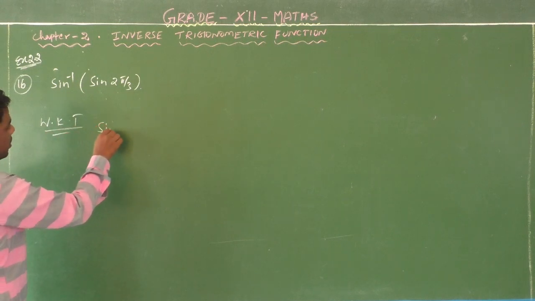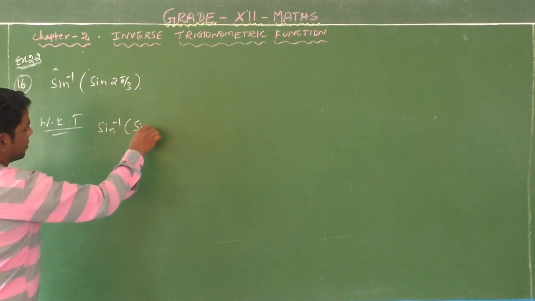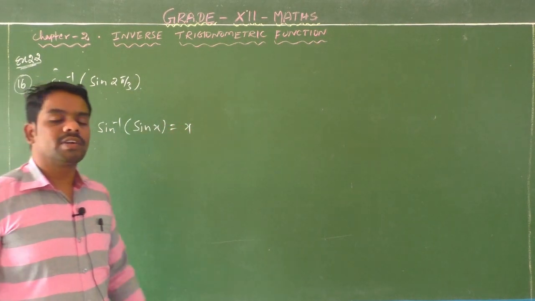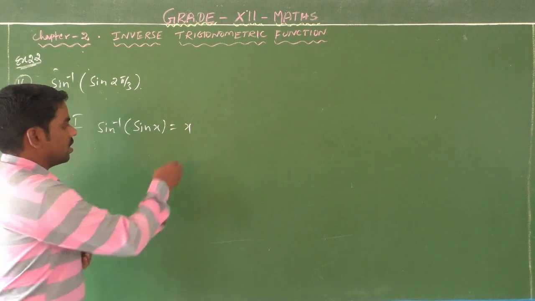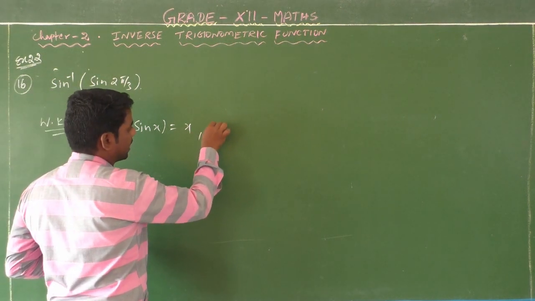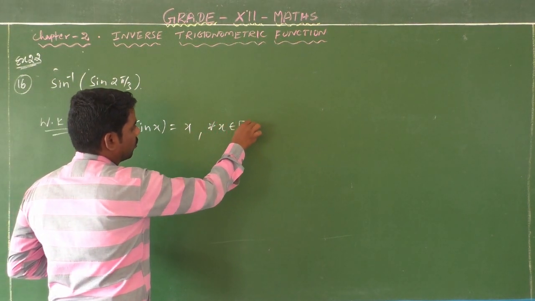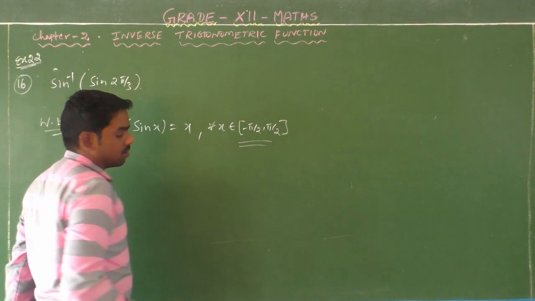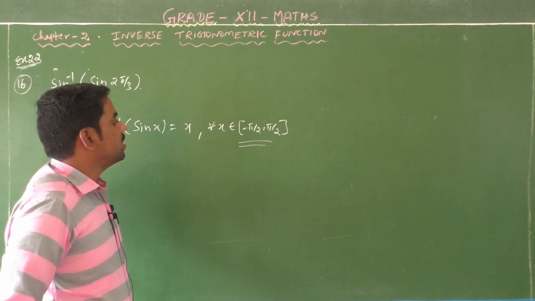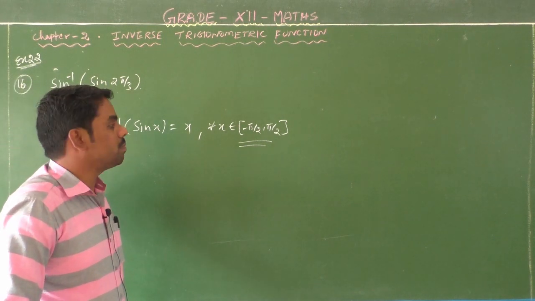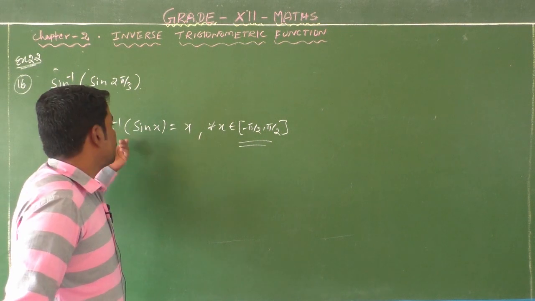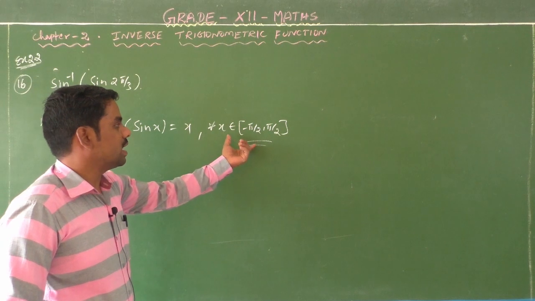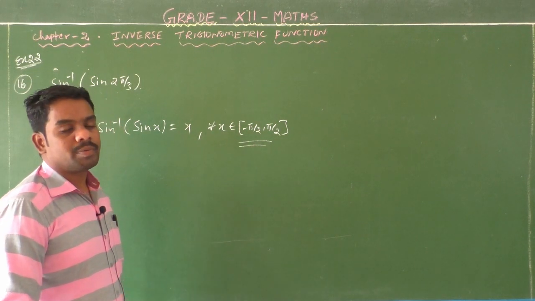the formula: sine inverse of sine x is equal to x, when x belongs to the closed interval minus pi by 2 comma plus pi by 2 only. So if x has a value in the closed interval minus pi by 2 comma plus pi by 2, then sine inverse of sine x is equal to x.